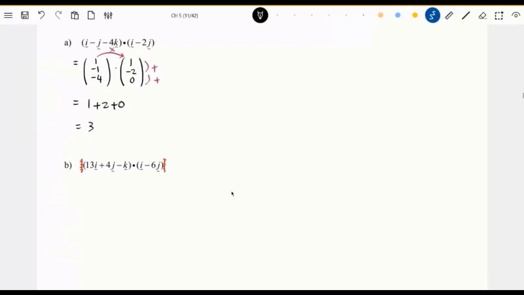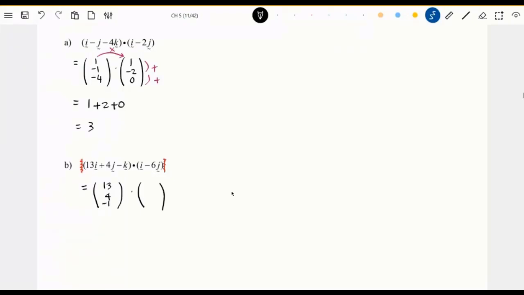Part B, get rid the modulus. We no need the modulus in this part. So we change to be column matrix. So 13i 4j minus k, so will be 13, 4, -1.